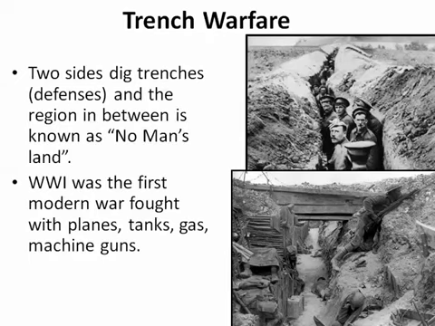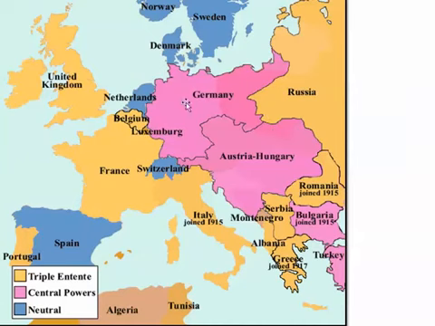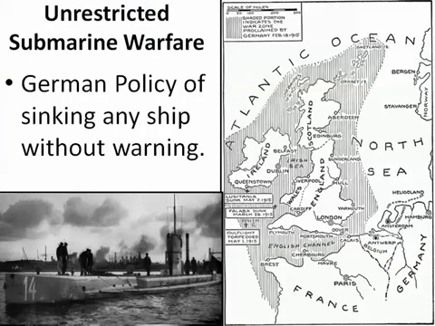This trench warfare put a lot of stress on Germany, which was fighting a two-front war. France coming this way, United Kingdom this way, Russia this way, Romania up here. So it had a lot of stress on it because of the two-front war. And as a result, Germany is going to start a policy known as unrestricted submarine warfare.